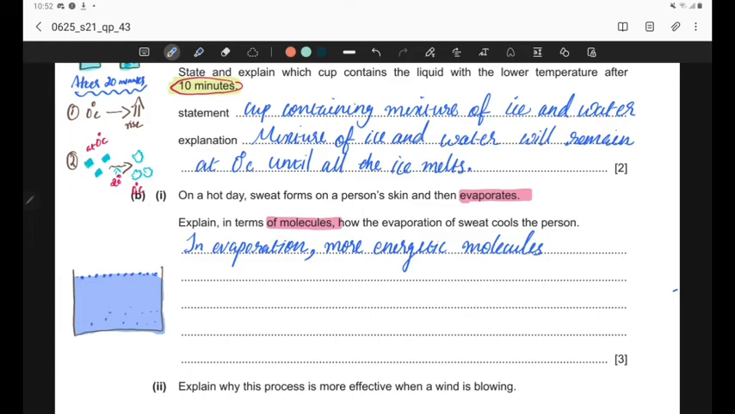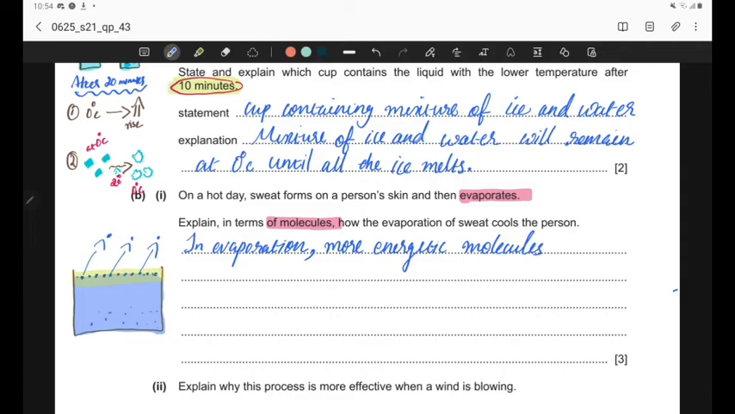But when the molecules gain more and more kinetic energy, or simply energy, they will move upwards. Therefore, the molecules with high kinetic energy will always come to the top of the liquid surface. So this is the first point we need to write. In the process of evaporation, more energetic molecules, which always stay at the surface of the liquid, will escape. So these high energy molecules at the surface will escape from the liquid surface.